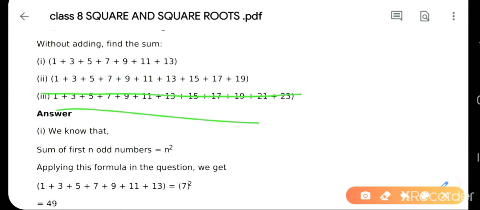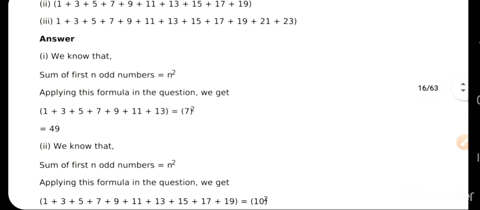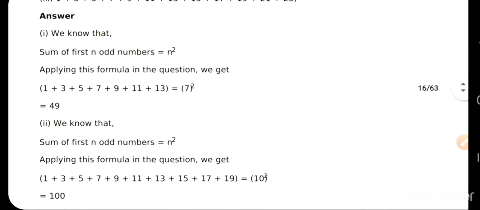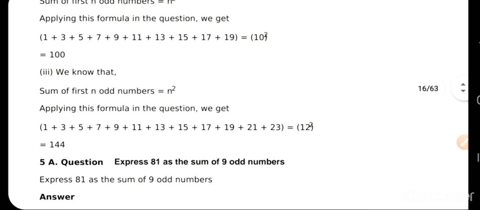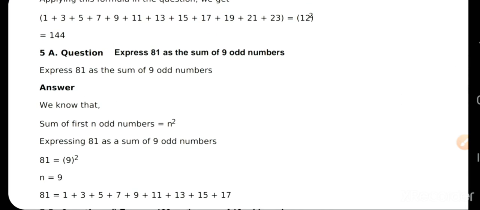These two questions also you have to do yourself. You just need to count the number of numbers which are written here, and then suppose 1 2 3 4 5 6 7 8 9 and 10. If it is 10, then it would be the square of 10. Just have a look at this solution. Let's come to the next question.